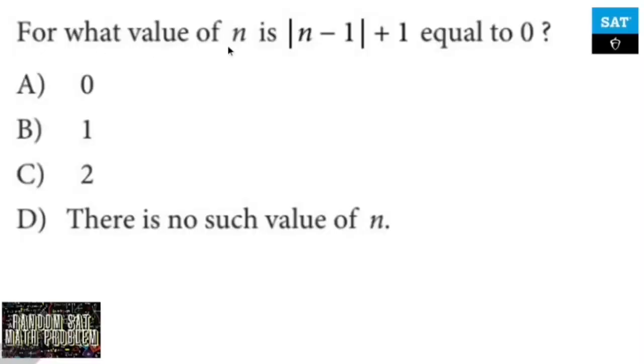For what value of n is the absolute value of n minus 1, plus 1, equal to 0? This is going to be a quick one. You ready? N minus 1 living in absolute value, plus 1 not in absolute value, equals 0.